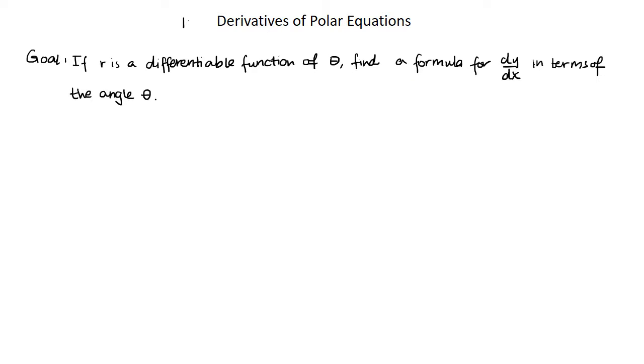This lesson finishes up section 10.3. So we're interested in finding derivatives when we have polar equations. If we have that the radius is given as a differentiable function of theta, our goal is going to be to find a formula for dy/dx in terms of the angle theta.